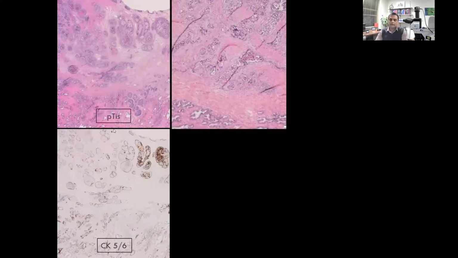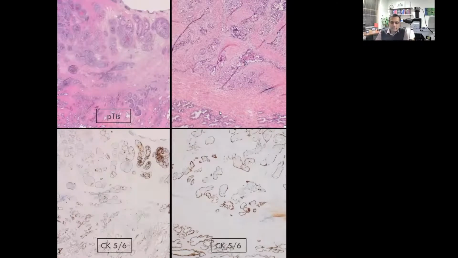In this example, it's actually very jagged, and you can see even sort of a desmoplastic stromal reaction around it. It's very tempting to call this invasive carcinoma into the prostatic stroma. However, it's good to remember that the prostatic acini normally have a very jagged contour like this, right? So if you do a CK5/6 stain here, you will see exactly that phenomenon. This jaggedness that looks like it's invasive into the stroma is actually enveloped by this basal layer of cells. So this would still be a pTis.